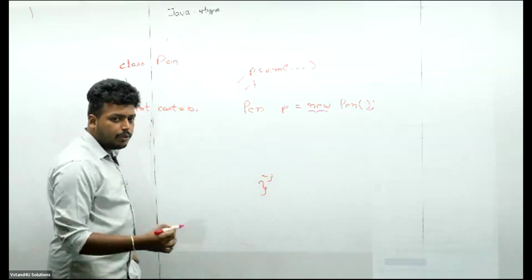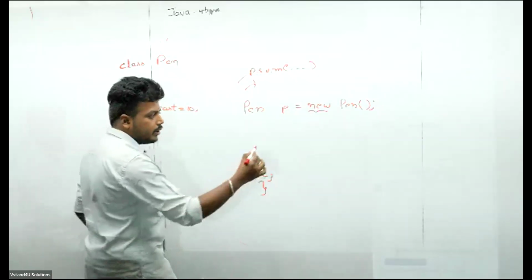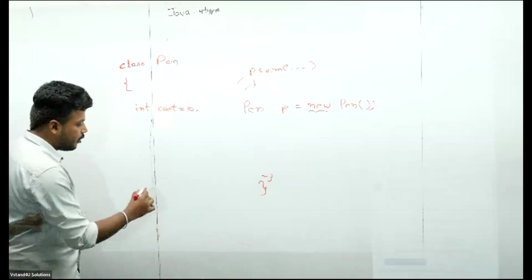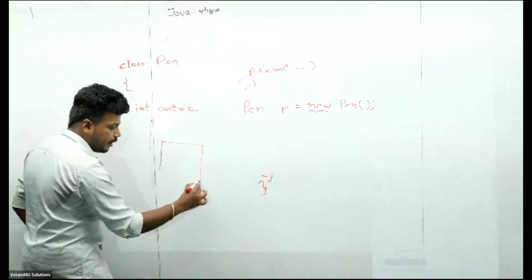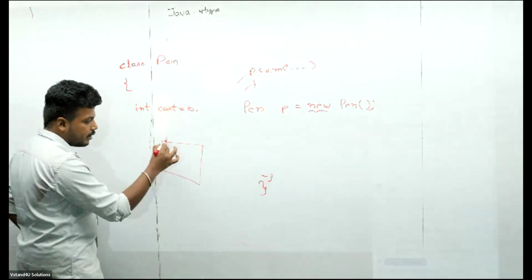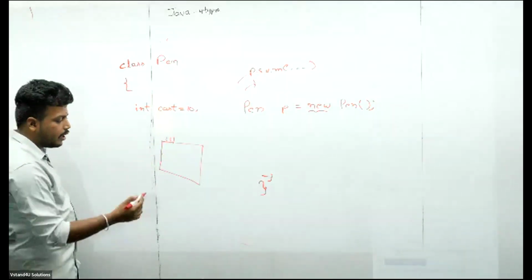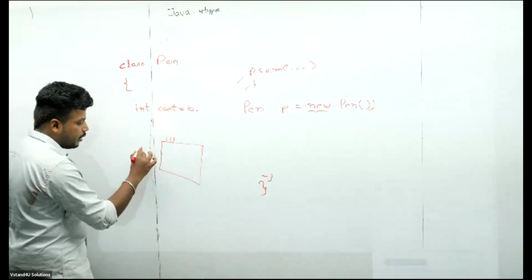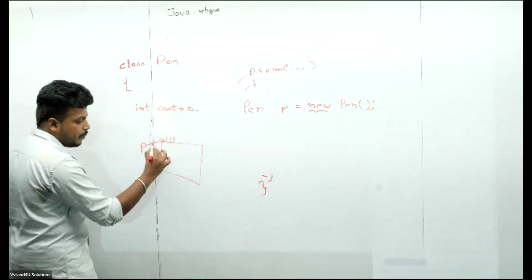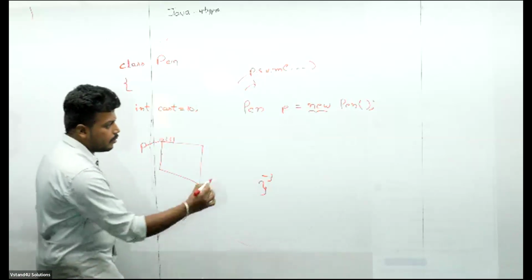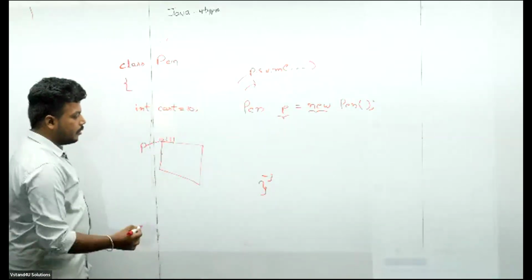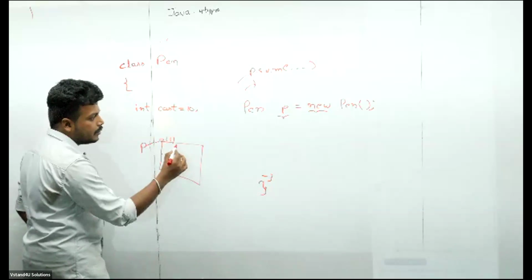When you are using the new operator, Java will automatically create memory with a random address, called 111. It may be anything, 11100, anything. And it will be pointed to the object reference value.